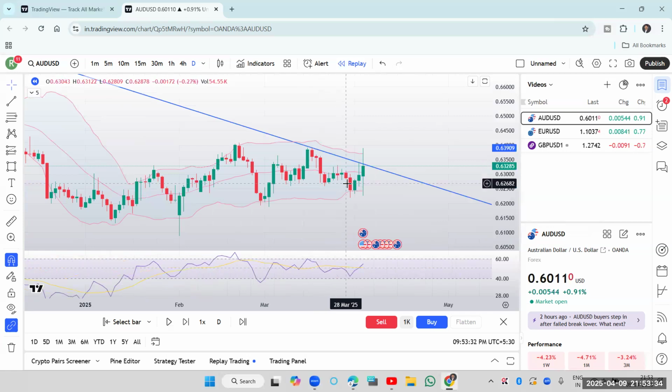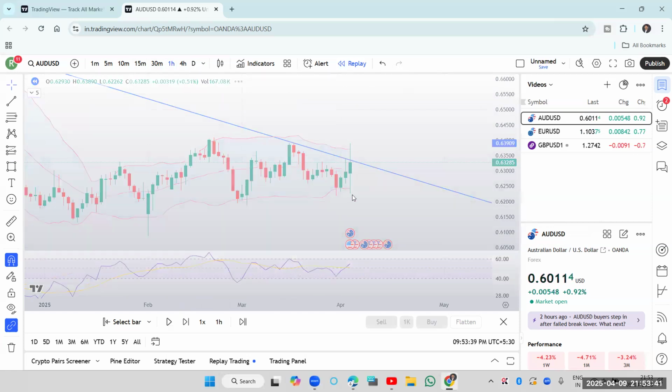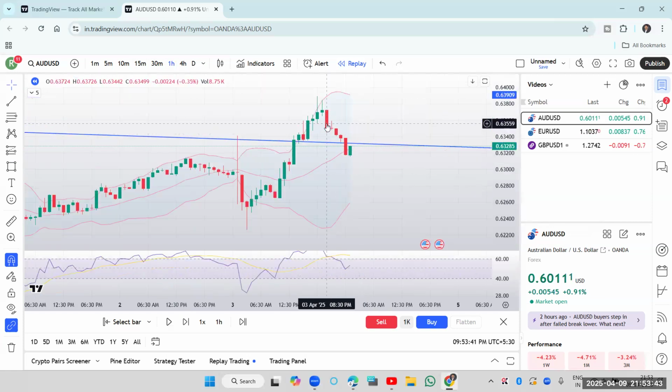If you see, by the end of the day, I will just shift it to the last hour, okay? By the end of the day, right, somewhere when the US market opens, around 8:30 in the night, India time, it started going down, right? Now, this was the last 4 hours of the day when it started dropping.